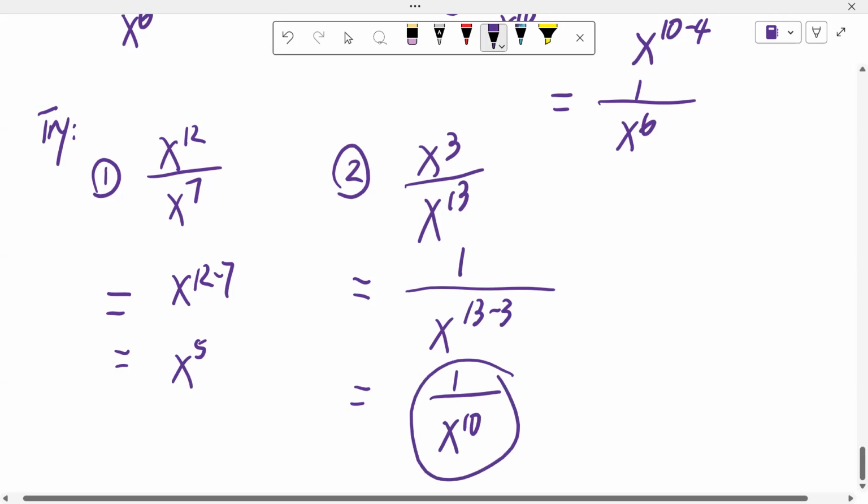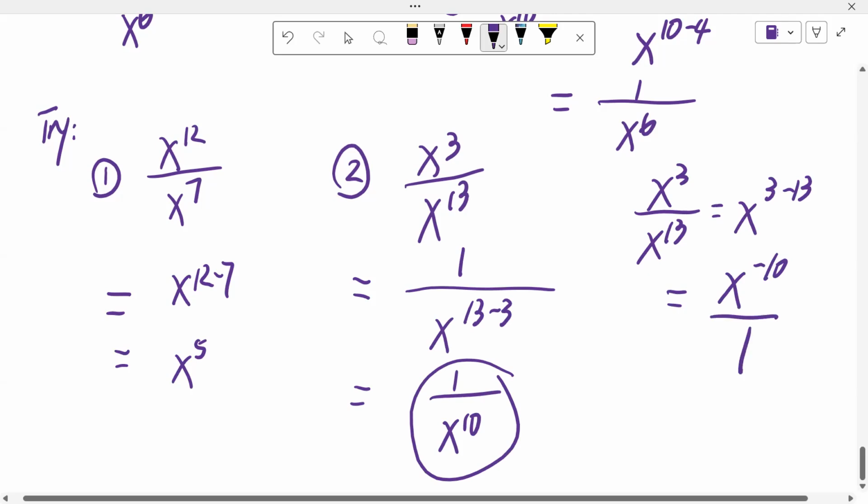You could do, okay, let me quickly show you. You could do x to the 3 minus 13, I keep it on the top, but we have to simplify afterwards. 3 minus 13 is negative 10. Now I make a fraction and flip it, and we end up with the same result. So in this case, it's easier to just use the bigger power minus the smaller power, keeping it on the bottom.